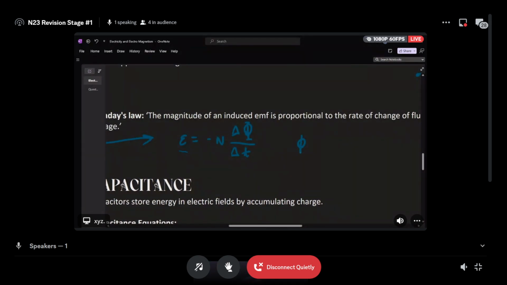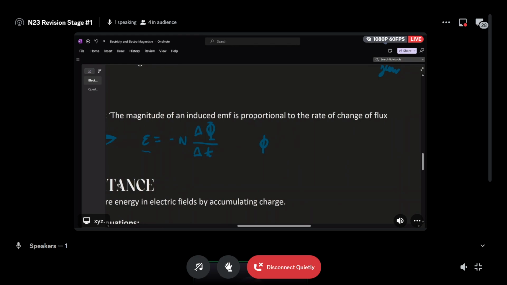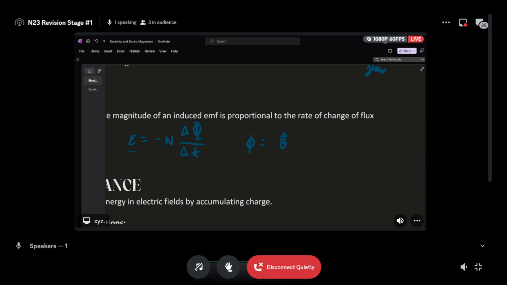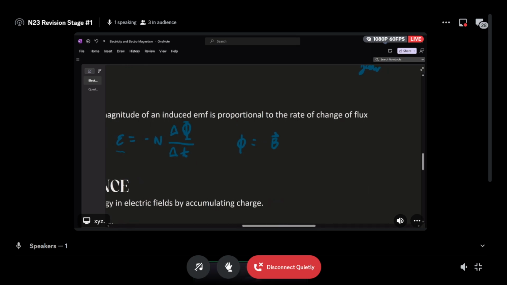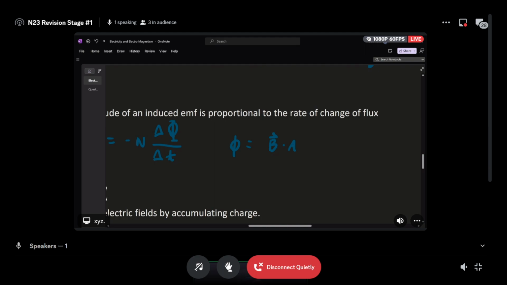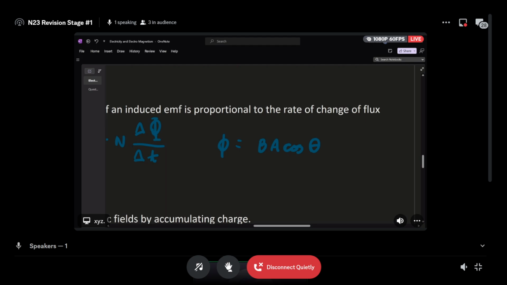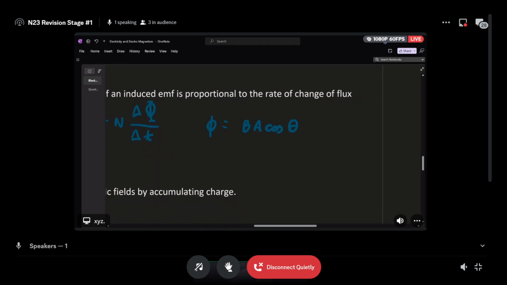Sometimes it's called flux density. Well, simply, it's how much of a B field is going through an area. So we have BA cos theta. This is the equation that you're given in your formula booklet.